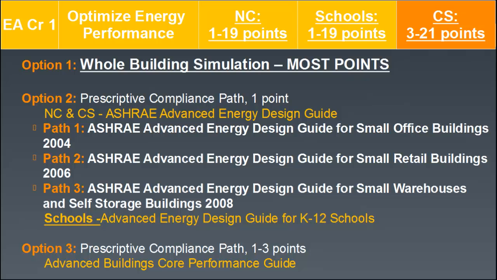For option 2, you can use a prescriptive compliance path to earn 1 point using the ASHRAE Advanced Energy Design Guide. Similar paths depending on your building type. In option 3, you can earn up to 3 points based on the Advanced Buildings Core Performance Guide.